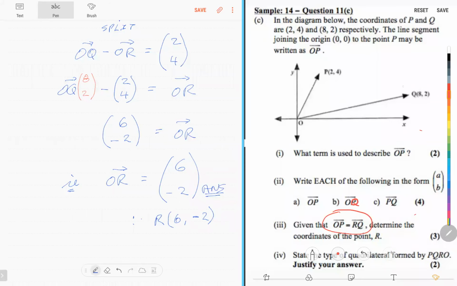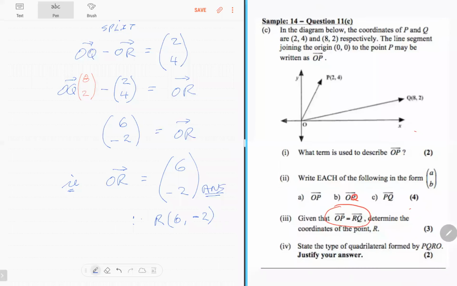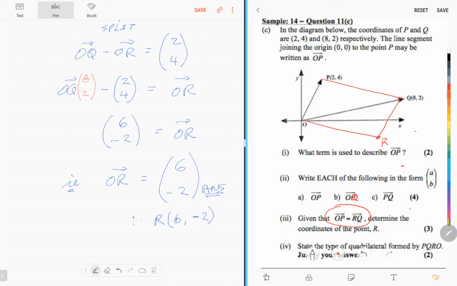The next part says, state the type of quadrilateral formed by PQRO. All right, so the 6, -2, if you put it on the sketch, will be somewhere down here. That's where R would be. And the quadrilateral we're talking about now is this quadrilateral. So to sketch it on the diagram, this point will be 6, -2.